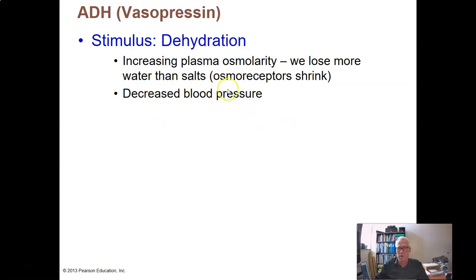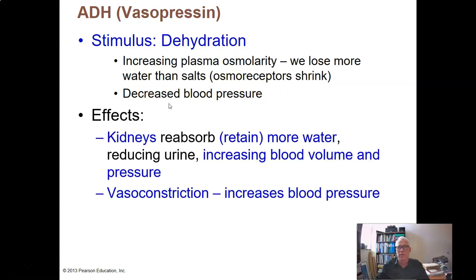The other stimulus that the hypothalamus responds to is a drop in blood pressure. If your blood volume is going down because of dehydration, loss of water, the blood pressure also goes down. And we need to come back to that in chapter 19, but that's just a way things work. If blood volume goes down, blood pressure goes down, that causes ADH release.